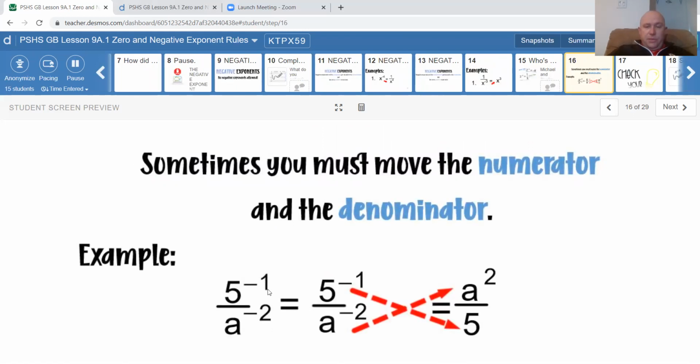Now you can have ones with 2 terms. If you have that, then you just apply both rules. The term on the top moves to the bottom. Technically, it would be 5 to the 1 here, but 5 to the 1 is just 5. And a to the negative 2 moves up to the top and becomes a to the positive 2.